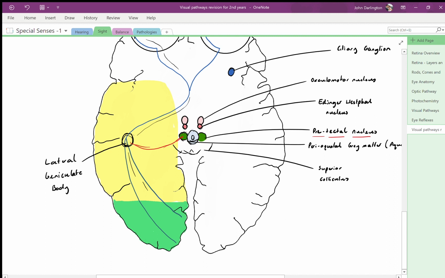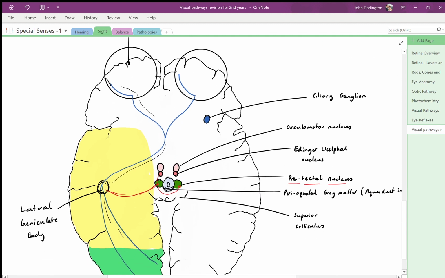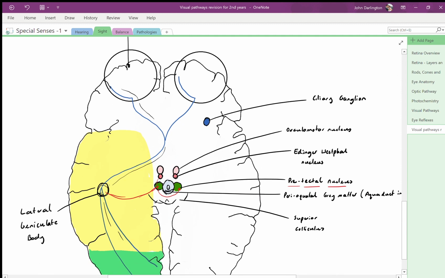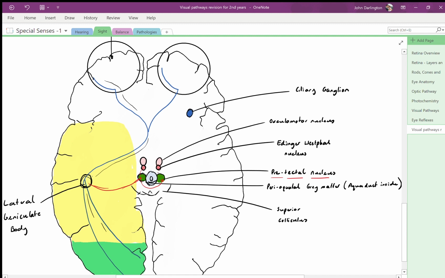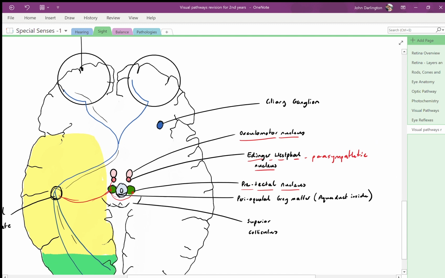And they synapse. And from here, they send fibers forward, and they also send fibers to the other side as well, to the opposite side of the pretectal nucleus. And that's why you get the consensual response as well, because it's here that the fibers cross over and send signals to both eyes, okay? So once the fibers have synapsed and sent across to the other pretectal nucleus, they then send fibers forward to a set of nuclei called the Edinger-Westphal nucleus. And this is an area of cells that are joined onto the oculomotor nucleus, but they are parasympathetic. Okay, they are parasympathetic fibers.